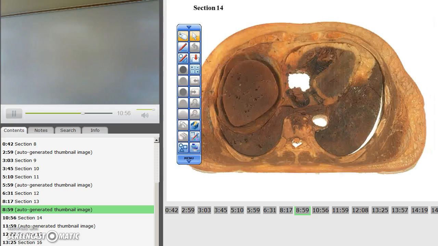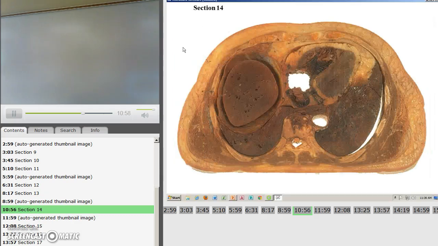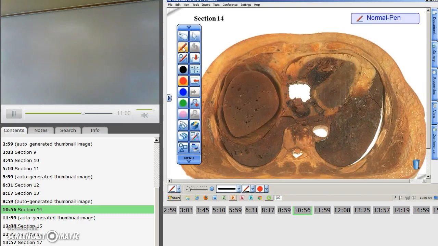Section 14. Got our heart again. Right atrium. Right ventricle. Over here, a big thick walled left ventricle.